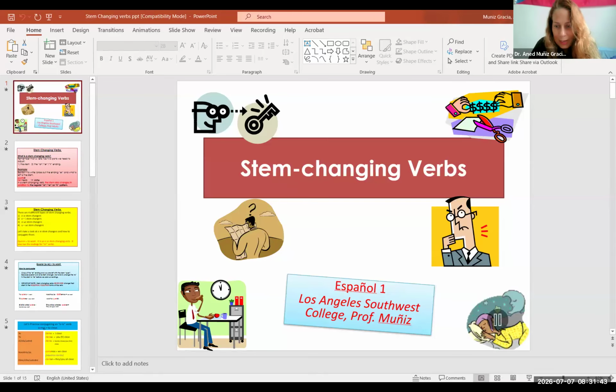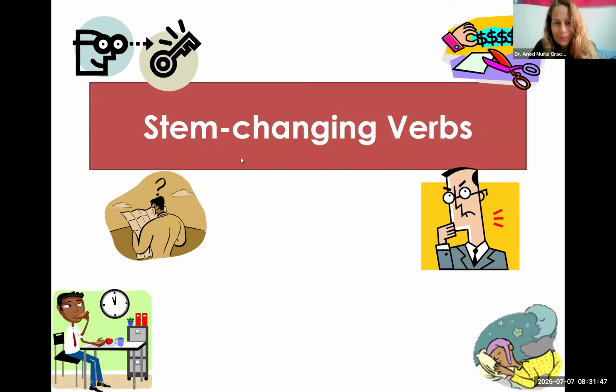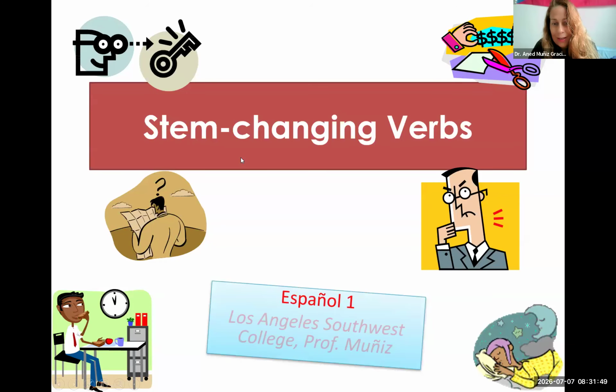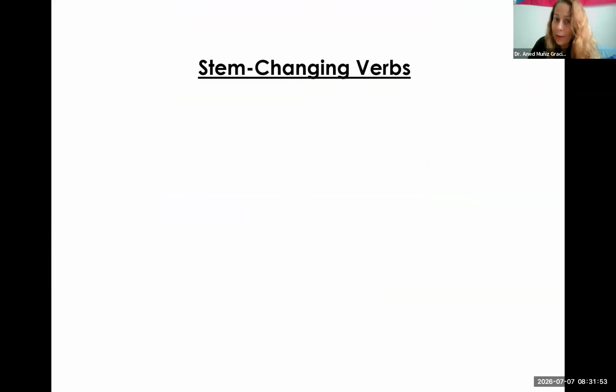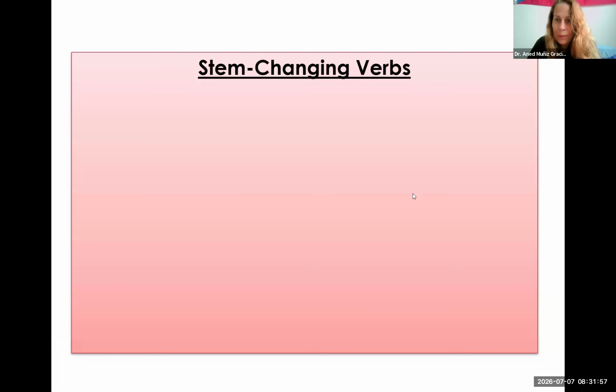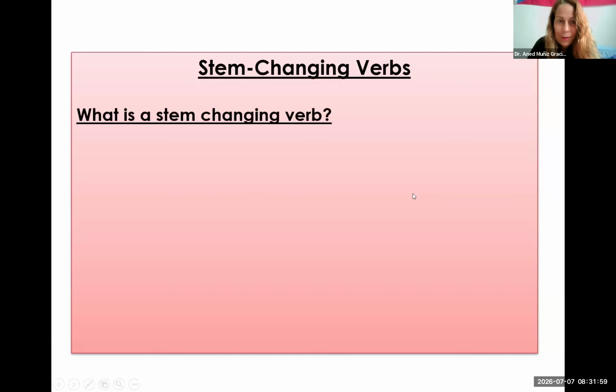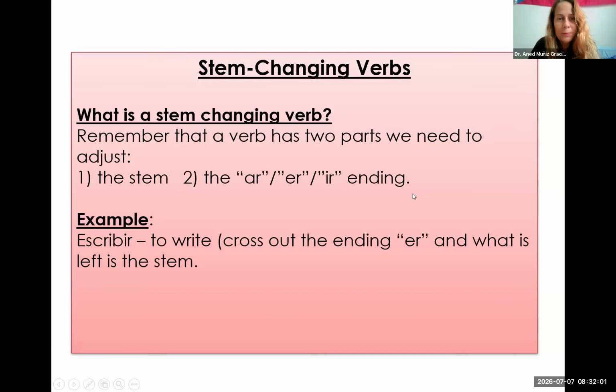Bien, entonces, ustedes, mis estudiantes, tienen esta información en Canvas. You have all this in Canvas. But this is a very quick overview, right?